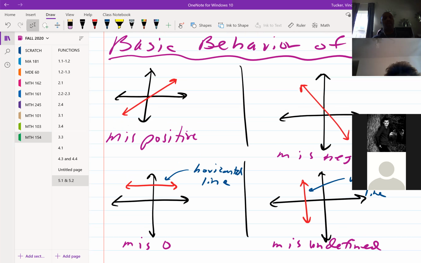All right, so your basic behavior of your slopes. If you follow your line and, going from left to right, it goes up, that means your line is increasing. That means your slope is positive. If it's going down, your line is decreasing. Means your slope is negative. If you have a horizontal line, your slope is 0. If you have a vertical line, your slope is undefined.